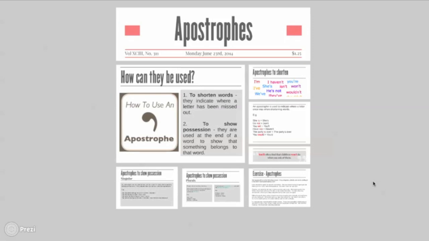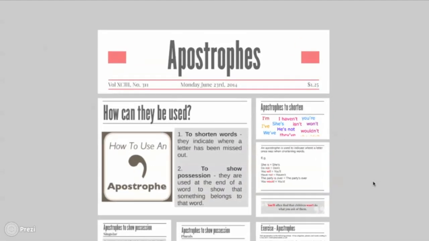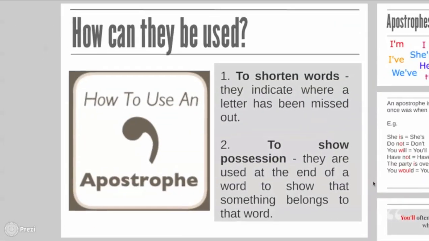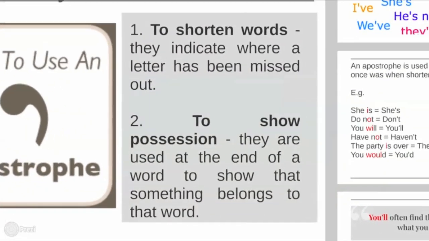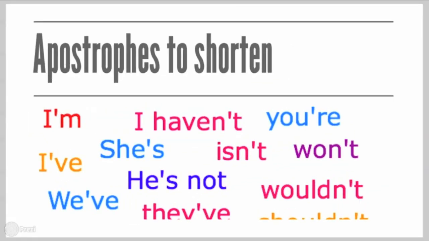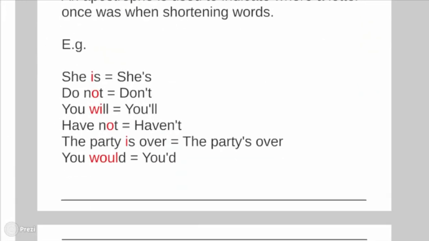This is part 2 of this apostrophes lesson, and in this video I will be giving you the answers to the exercise I gave you. If you watched part 1, you will see that we went through how to use apostrophes, and we discussed how apostrophes can be used to shorten words, and they indicate where a letter has been missed out, and they also are used to show that a word belongs to something else, so they're used to show possession. So we went through some examples, we looked at those.